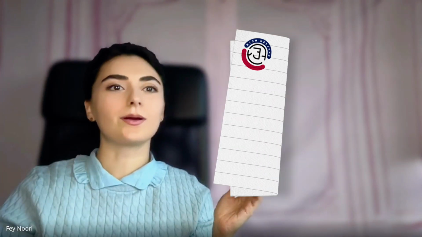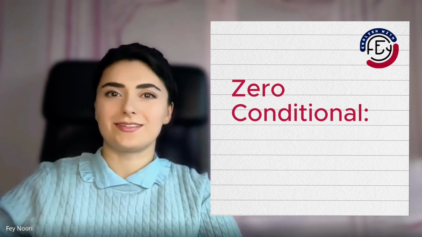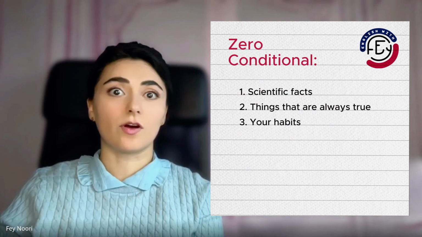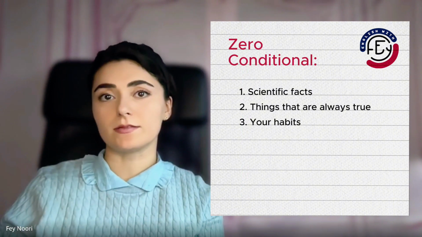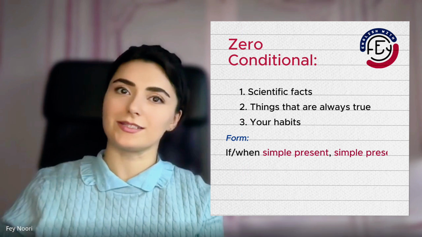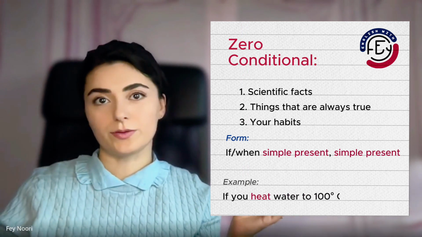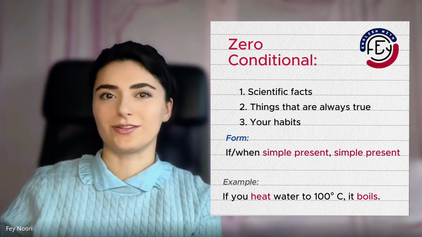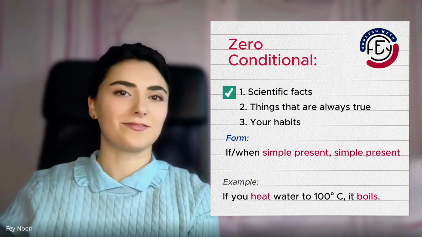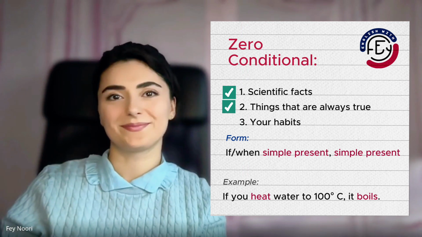Now let's learn the conditionals together, starting with type 0. Now let's talk about the 0 conditional. The 0 conditional basically talks about scientific facts that are always true, or your habits. You can use if, when, simple present, simple present. For example, if you heat water to 100 degrees Celsius, it boils. This is a scientific fact. It shows a cause and effect relationship that is always true.